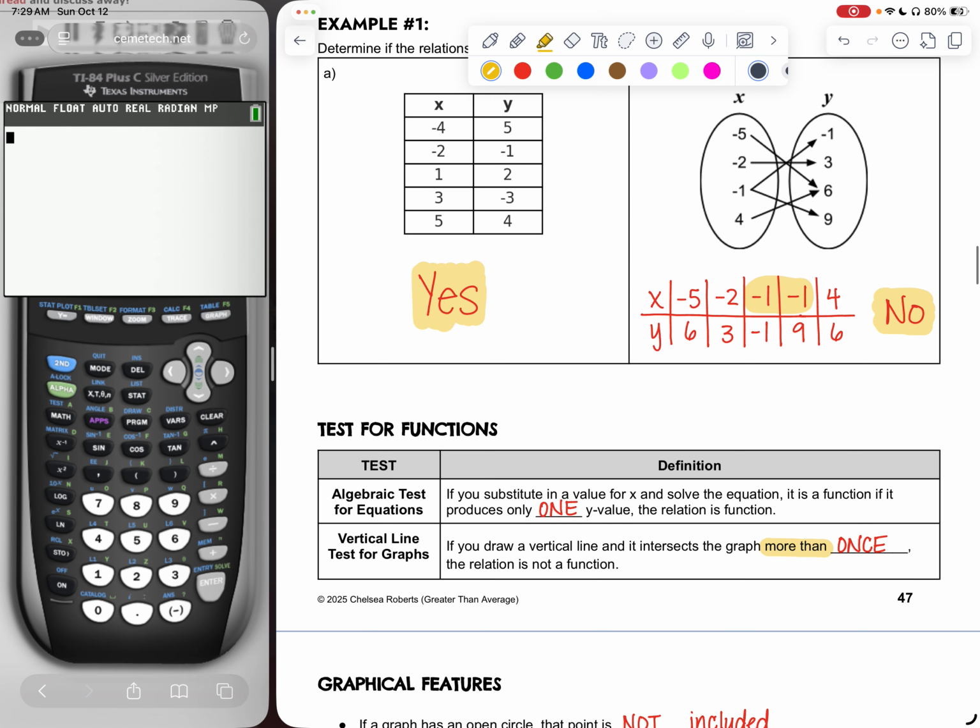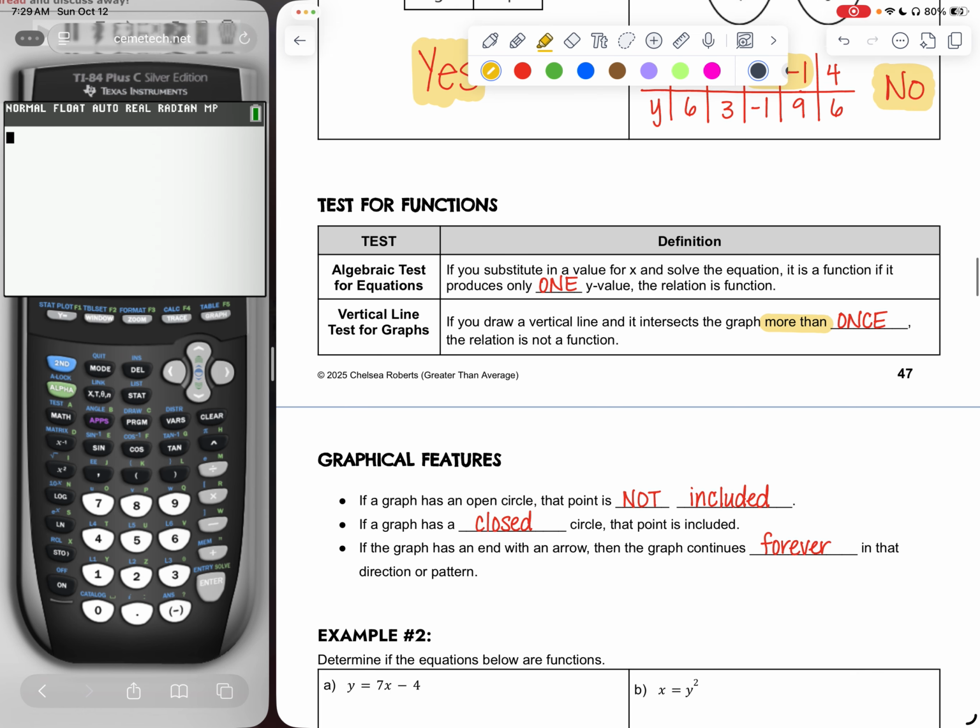The algebraic test to figure out if something is a function or not is that you are going to substitute in a value for x and solve the equation for y. If it is a function, it will only produce one y value for that x value. If you draw a vertical line and it intersects the graph more than once, the relation is not a function. So it depends on whether I give you a graph or whether I give you an equation, how you could tell.